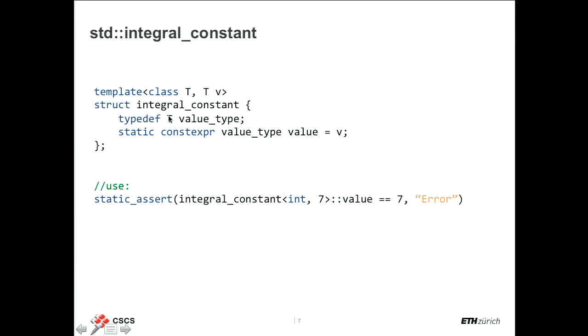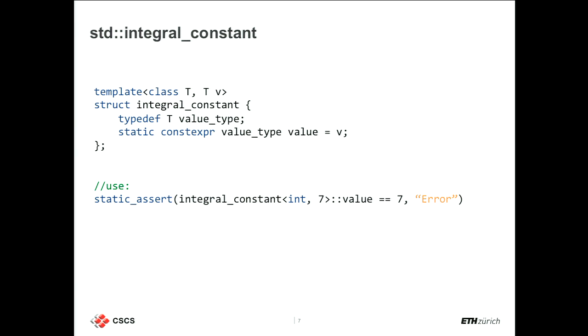And this declares the value type of this guy as T, and then the value is an element of value type equal to v. And this is all compile time available. This is just numbers that are passed in. So integral constant int 7 colon colon value is equal to 7. So this code will compile. The error is not issued because 7 is actually the number that you want to use.